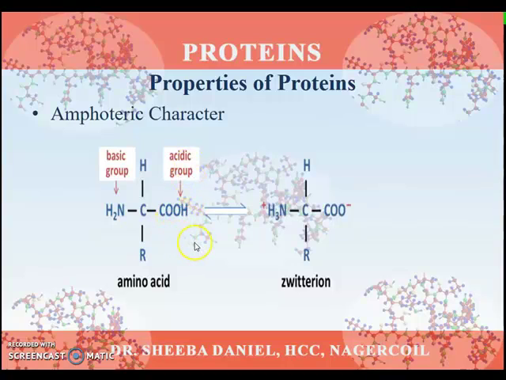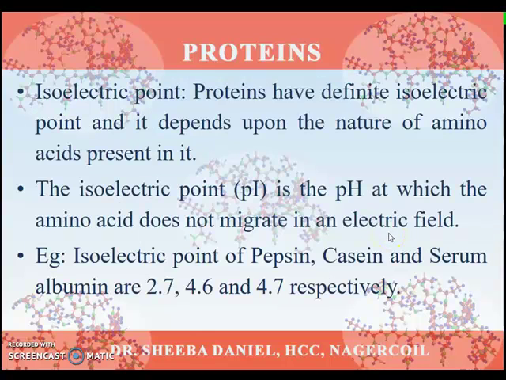So it exists as zwitter ions. In an amino acid, it consists of both basic as well as acidic group, and it exists as zwitter ions, and it shows amphoteric character. It acts as neither acid nor base.